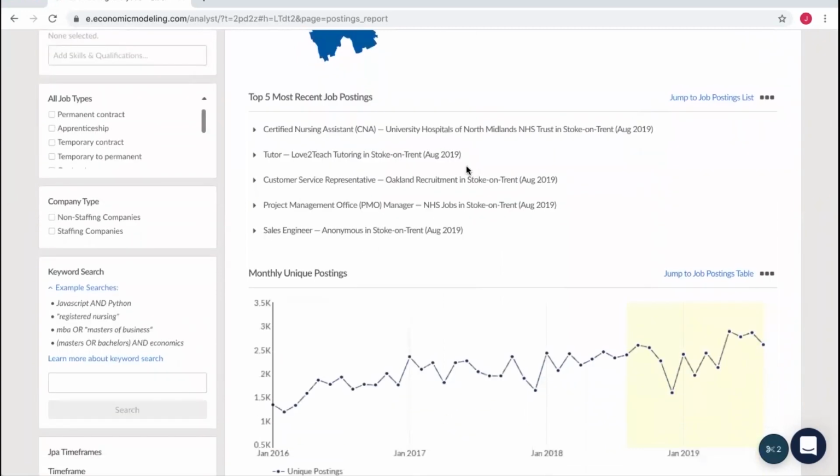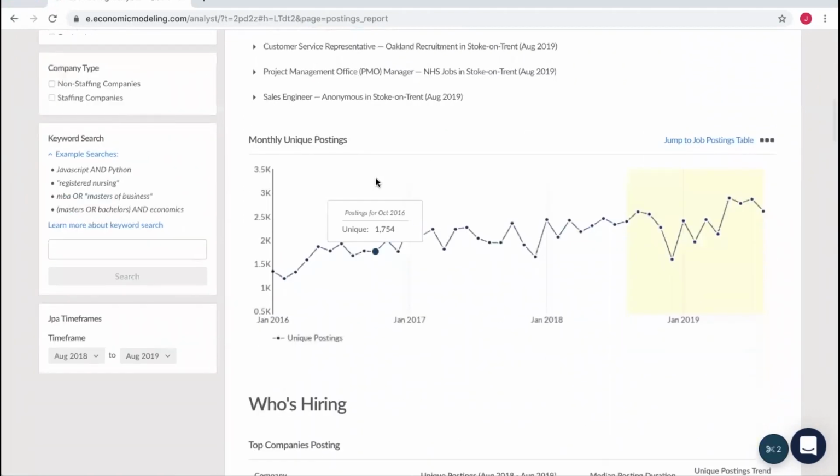So we then show you the top 5 most recent job postings. These were the last 5 advertised that our data picked up. So we've got a range of things in there, from customer service in the middle, project management, and so on. We then look at the unique monthly postings over time. Really insightful to see whether there's been particular spikes at certain points in the year, certain points in the past. We can see there that there's a general growth trajectory, albeit with significant spikes and troughs.